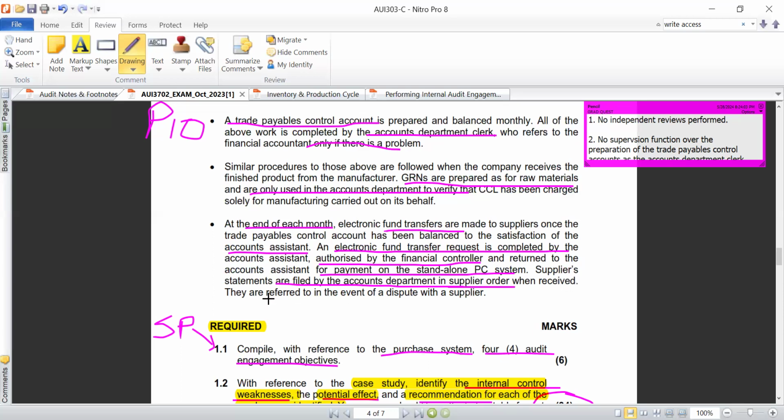When received, they are referred to in the event of a dispute with the supplier. That's the only time when they are referring to that. Okay, I've got questions already. What about the other supporting documents? Because if you just base your records on the supplier statement, what if the supplier included something in your supplier statement that you never ordered and they're expecting a payment from you? That's just food for thought. Problem area number 11 here.